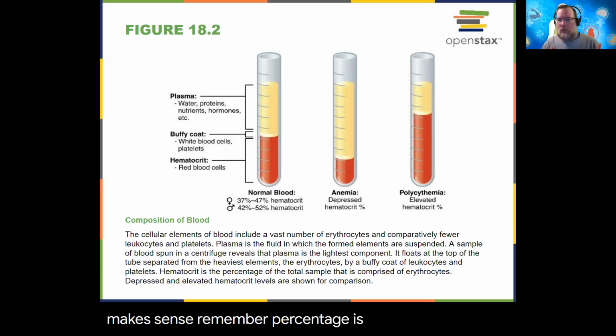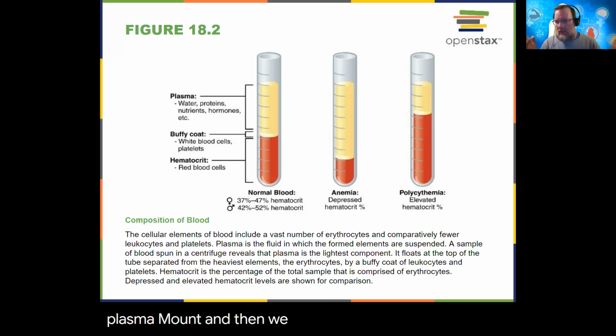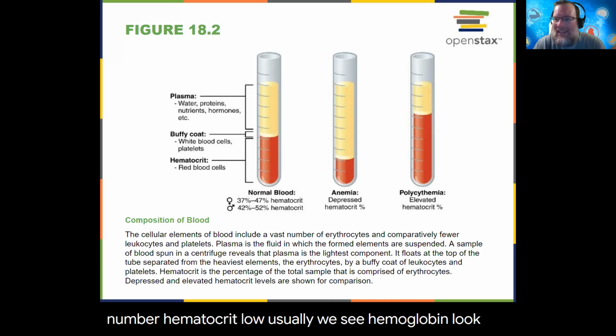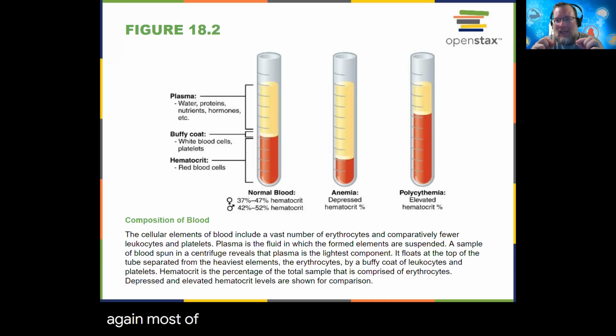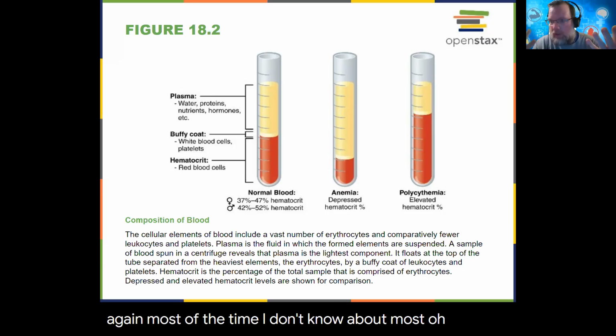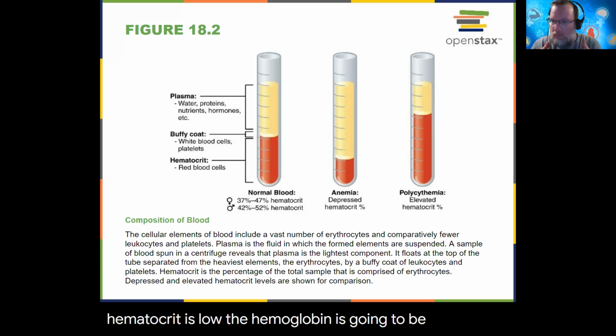Remember, percentage is just like a comparison. It's a part to the whole. It's a ratio, right? That's a percentage. So we're comparing red blood cell amount to plasma amount, and then we divide, and that's our percentage. So again, usually if that number's low, red blood cell number, hematocrit low, usually we see hemoglobin low, because where is hemoglobin? It's inside of red blood cells. So again, often the hematocrit is low, the hemoglobin is going to be low. Okay.